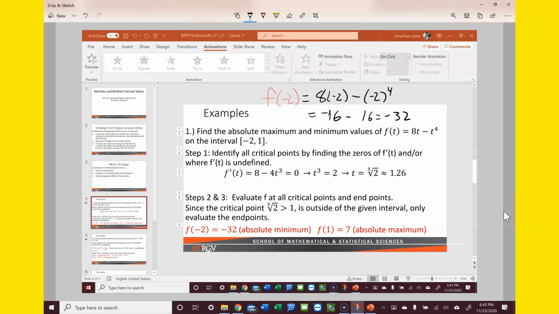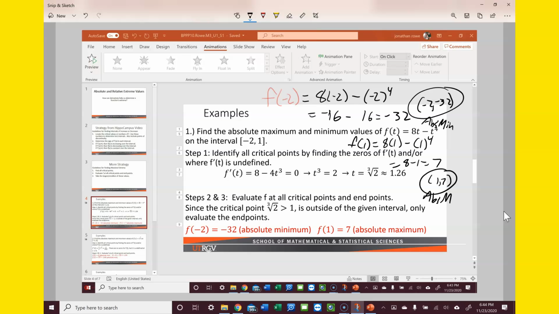I was totally wrong about that. So that's the point negative 2, negative 32. But regardless, that is an absolute minimum. And then when we plug in 1, we get 8 times 1 minus 1 to the 4th, which is 8 minus 1, which is 7. So we have the point 1, 7, and that is the highest point, so that's the absolute maximum on that interval.